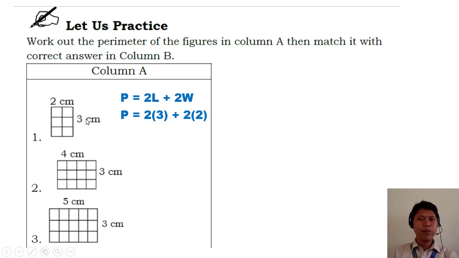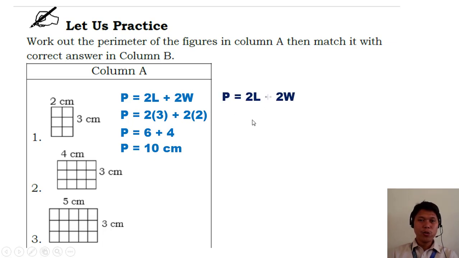You might be confused about which is the length and which is the width. Usually, the longer side is the length and the shorter side is the width. But anyway, if you mistakenly interchange them, the same result will come out. Then 2 times 3 is 6, plus 2 times 2 is 4, and 6 plus 4 is 10. That's the perimeter of this figure.